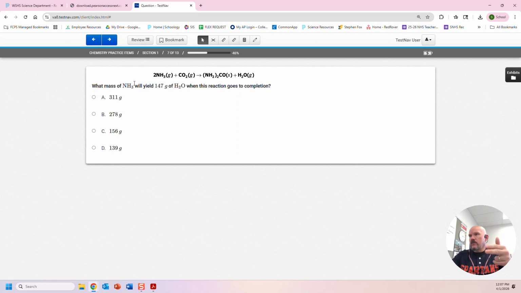Then step 3, we're going to use the recipe. According to the equation, 2 moles of ammonia will react for every 1 mole of water produced, okay? And then we got to convert to desired units. We don't want to know moles of ammonia, we want to know grams of ammonia, all right? So I have it written out here.